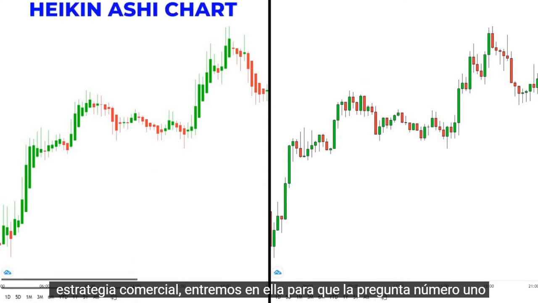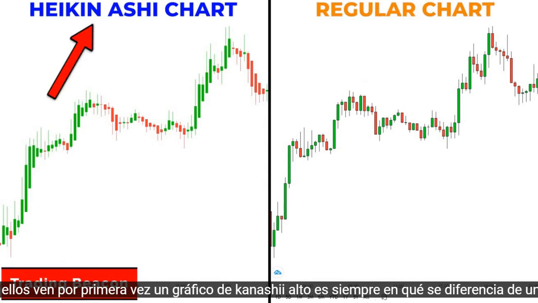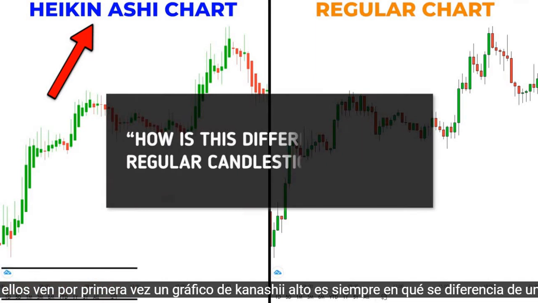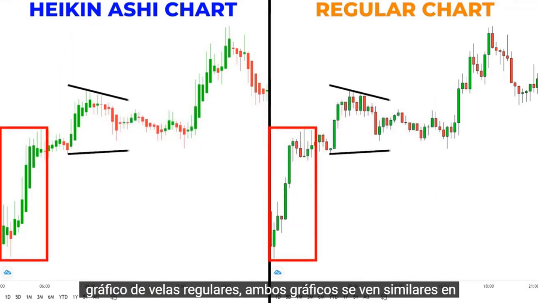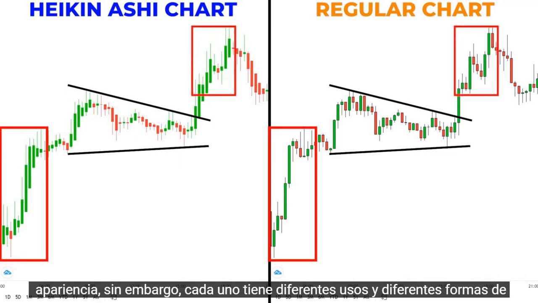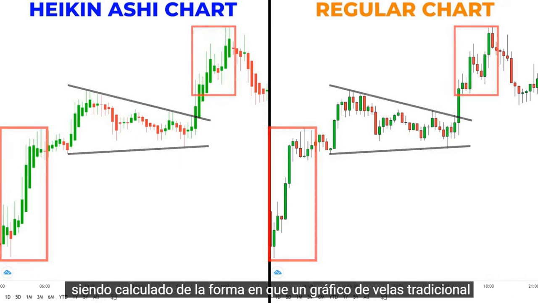So the number one question people ask when they first see a Heiken Ashi chart is always, how is this different to a regular candlestick chart? Both of these charts look similar in appearance, yet they each have different uses and different ways of being calculated.